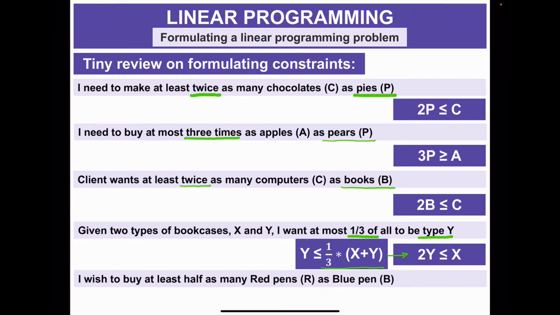And then the last one, you have at least half as many reds as blue. That means half goes with blue, and you have at least half as many reds as blue. That means red must be greater or equal to half blue.